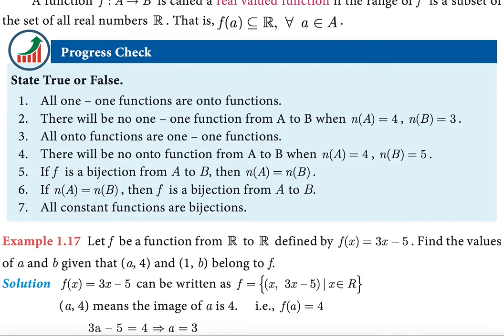All one-to-one functions are onto functions. No, there will be no one-to-one function from A to B when n of A equals 4 and n of B equals 3. All onto functions are one-to-one functions. No, false. There will be no onto function from A to B when n of A equals 4 and n of B equals 5.